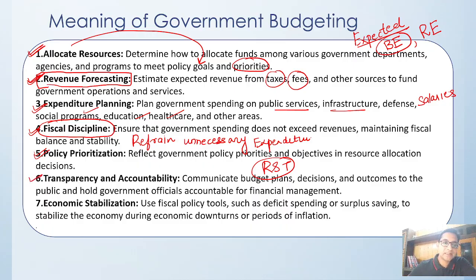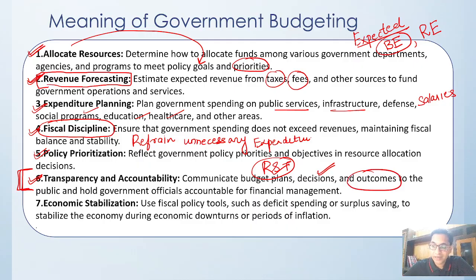Then transparency and accountability. Every year the budget has to be presented in Parliament, which means you have to get that budget passed. You make a plan, you decide on that plan, and you find out what the outcome of your previous budget was. That happens in the Economic Survey, right?